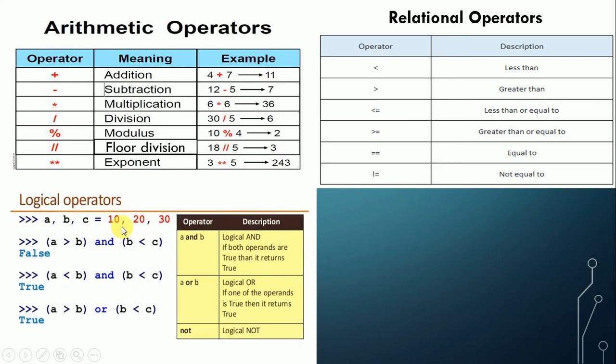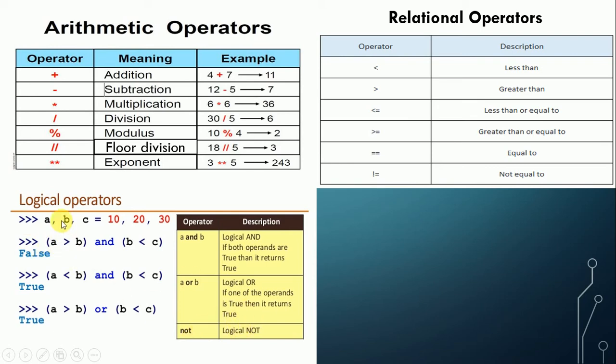Next we have logical operators. Logical operators are the three: and, or, not. If both the operands are true, then and returns true. If any one of the operands is true, then or returns true. And not is used to reverse the given statement.